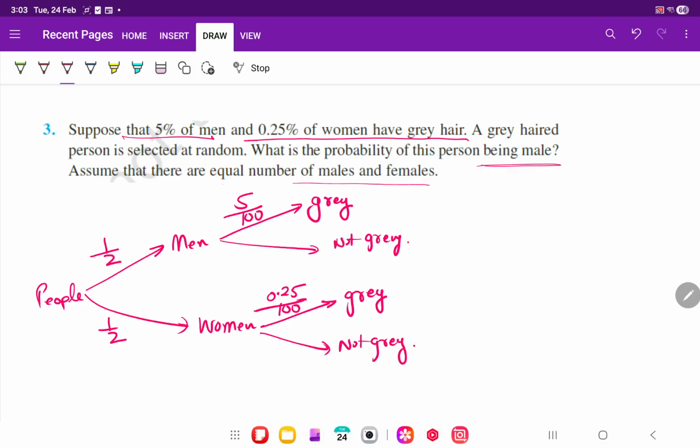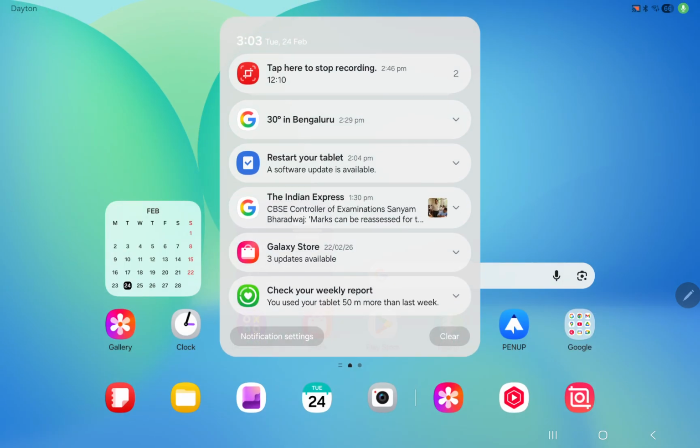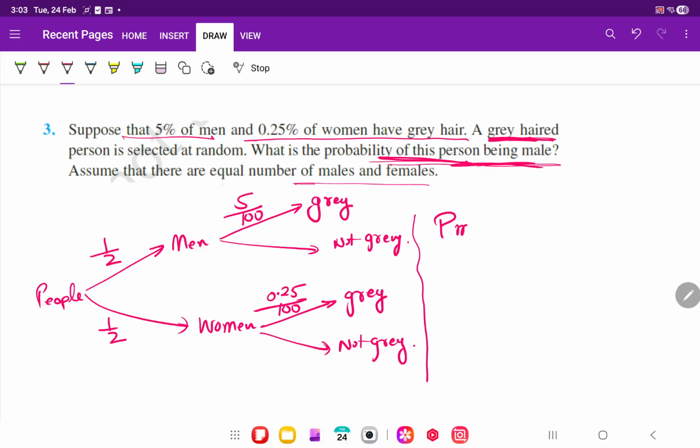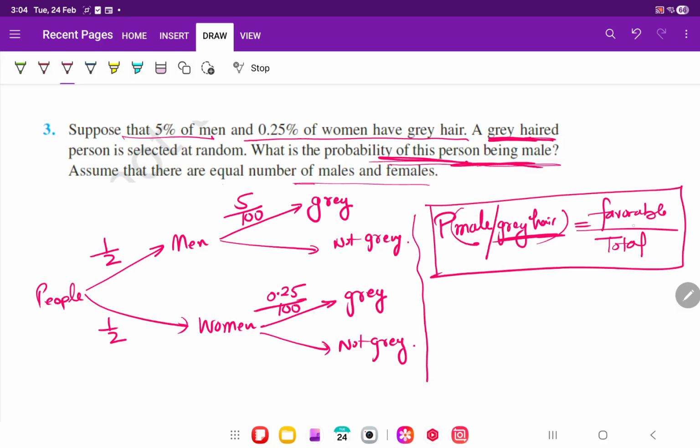So we need to find the probability of what? The probability that the person is male, and what is the given condition? A gray haired person is taken. This is the condition, that the person is gray haired. Probability that it is male. So we need to take the total number of people who have gray hair, and out of that take which one is favorable, because it is favorable by total.